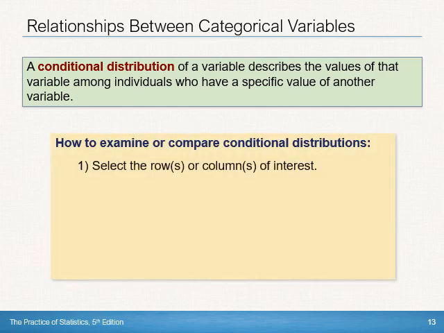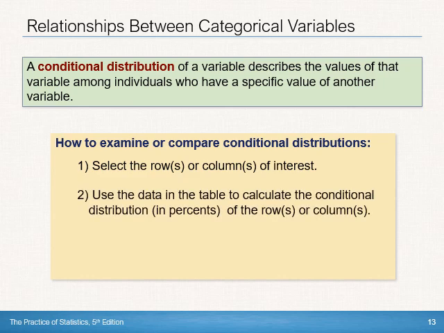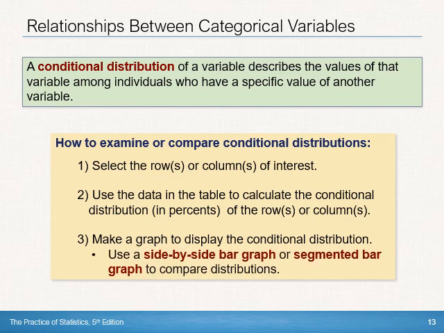All right, so how are we going to compare these? Select the rows or columns of interest, and then use the data to calculate the conditional distributions. Generally we're going to do it in percents because the counts aren't going to necessarily be the same. There's a different number of males and a different number of females, so we don't want to use counts. We really want to use percents here. All right, and then we'll make a graph to display that distribution. We're going to show you both a side-by-side and a segmented bar graph here.